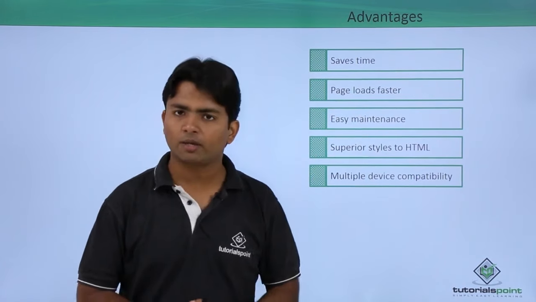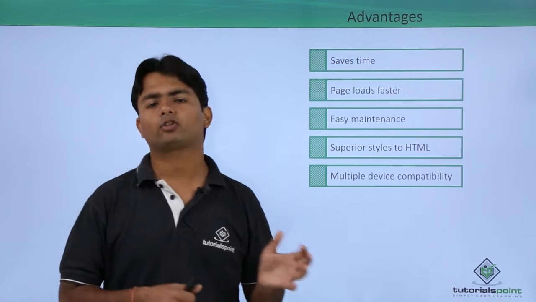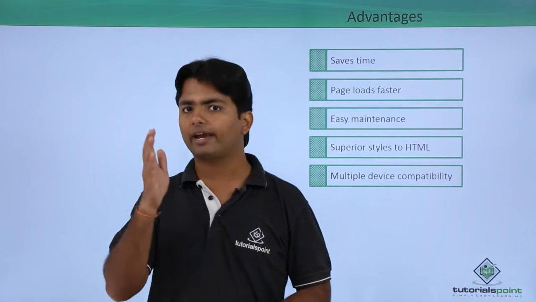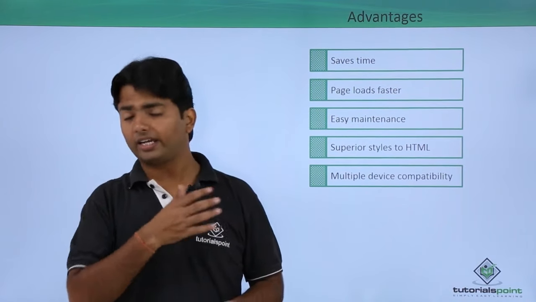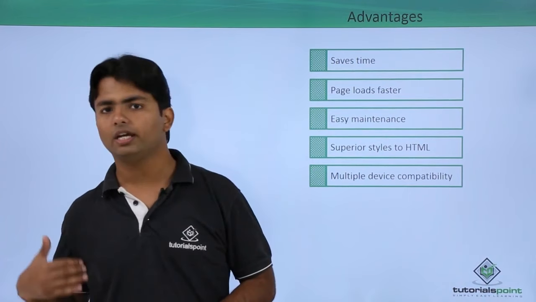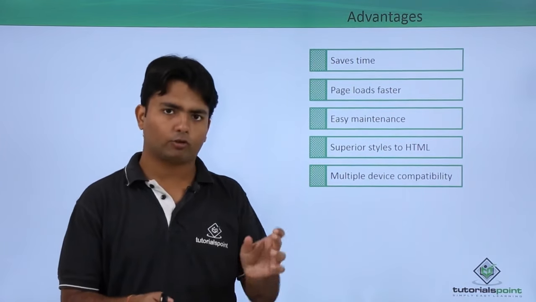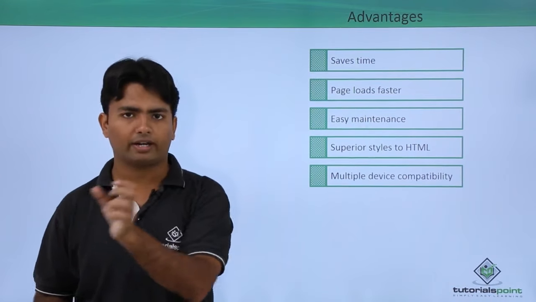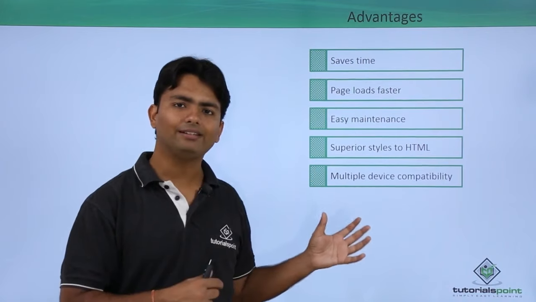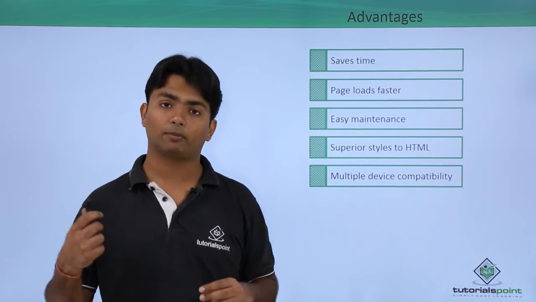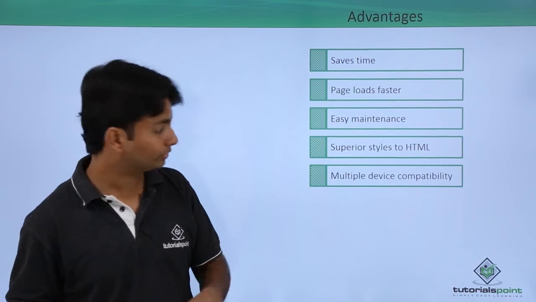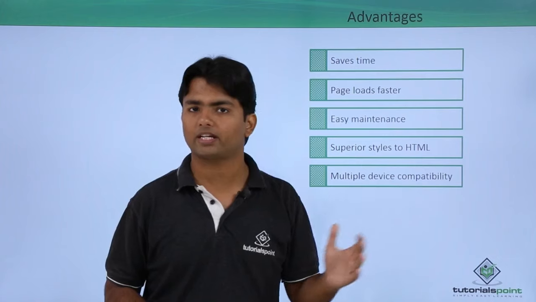Superior styles to HTML. Some of the tags actually do not contain enough styles for appearance. For example, the H1 tag or any heading tag doesn't have a property or attribute which can change the text color. If you want to say H1 color is equal to red, that is not going to work. So using these styles, you can apply attributes on particular tags which basically don't have those attributes.